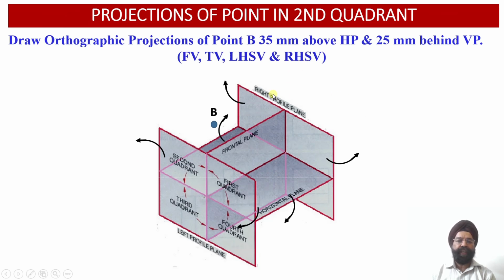Similarly, when the observer looks at this object from the right hand side view orientation, the projections of this point B will be available on this right profile plane, and since this right profile plane will be further rotated towards the right hand side, we are going to obtain the right side projection of this point B towards the right side of the front view projections above the XY reference line.